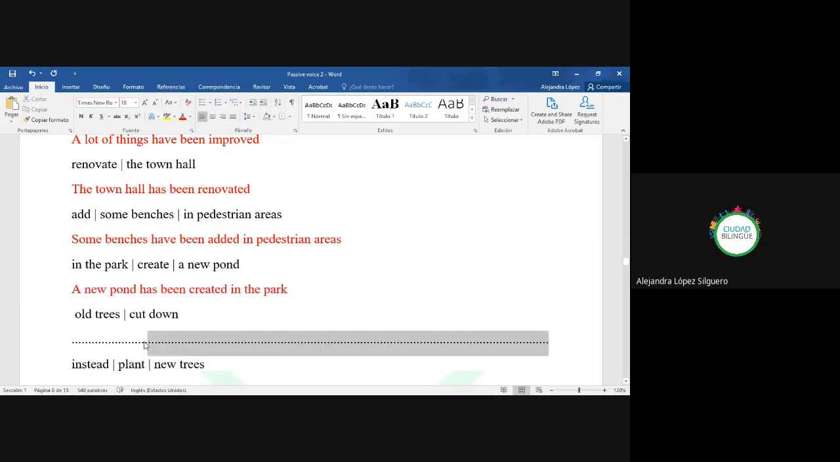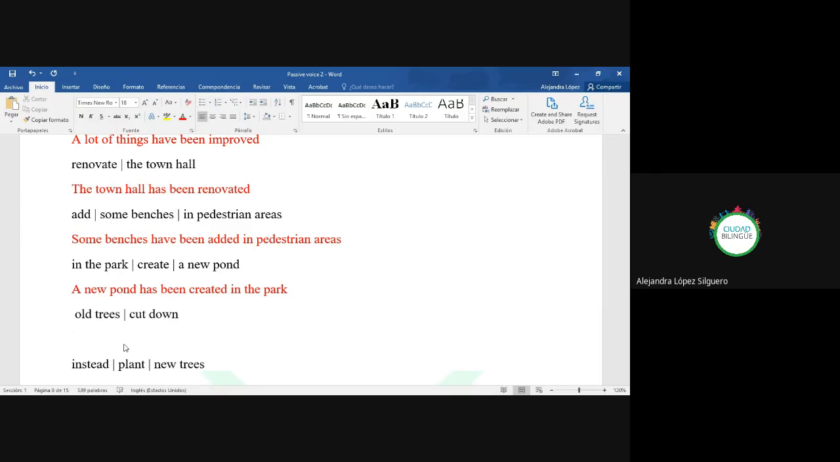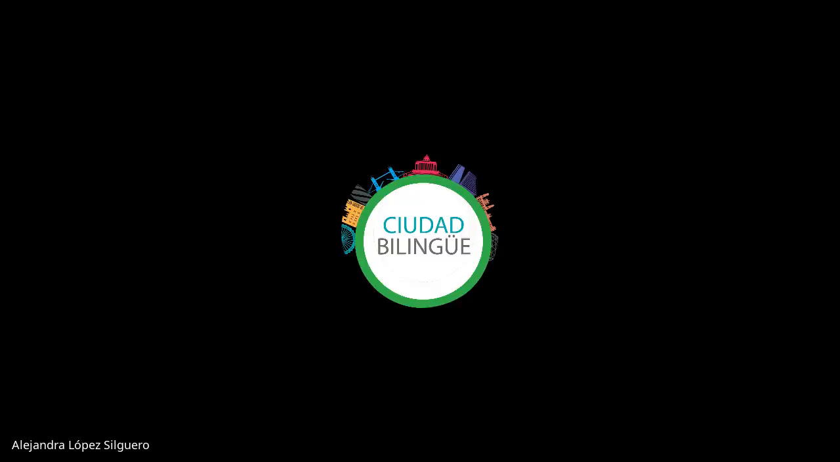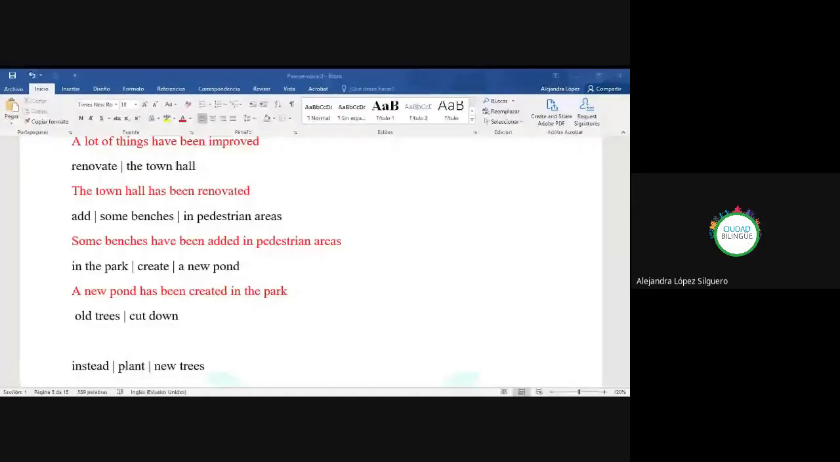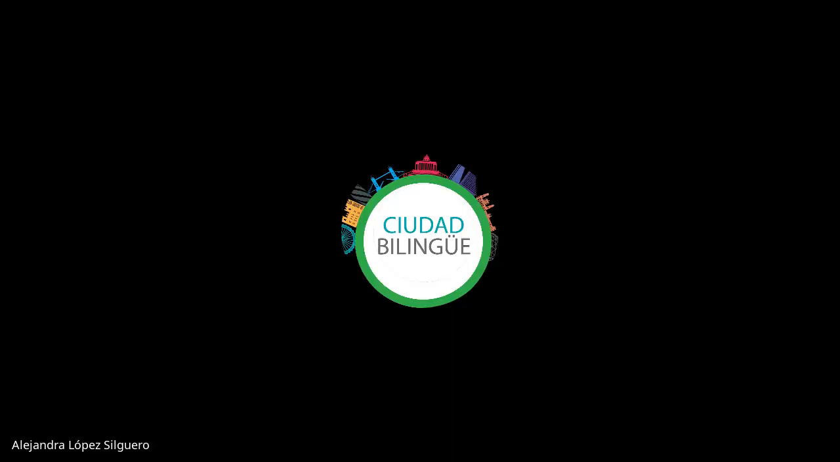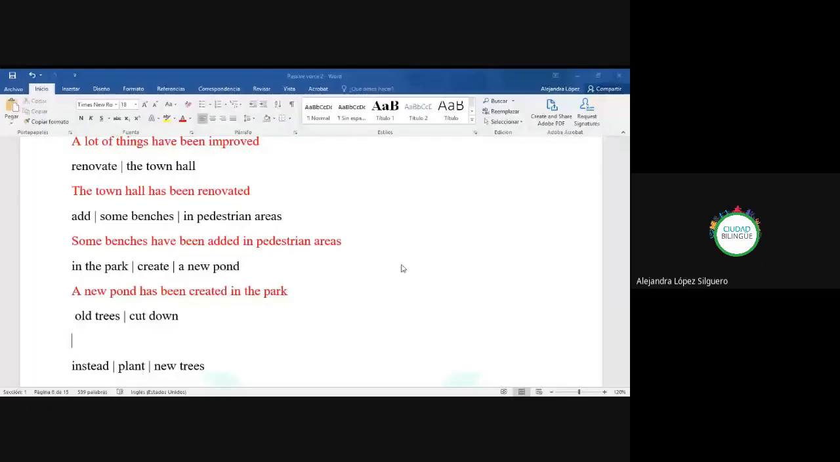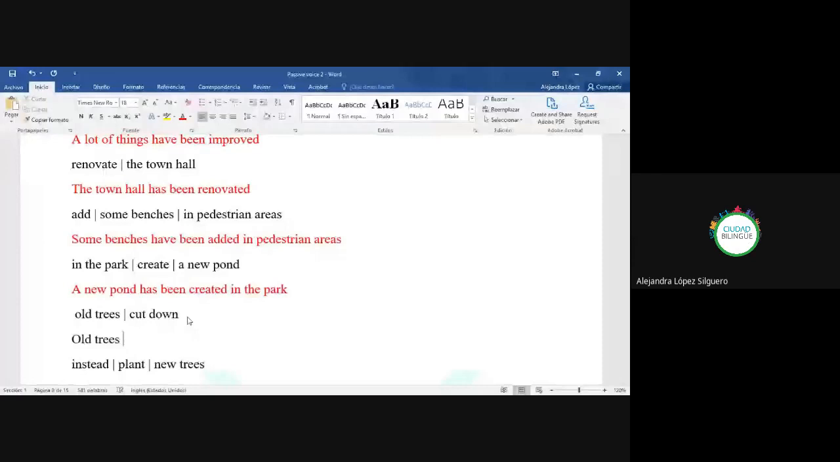This one. All trees cut down. What do you think about this one? All trees have been cut down. Excellent. Have been cut down. That's the answer.